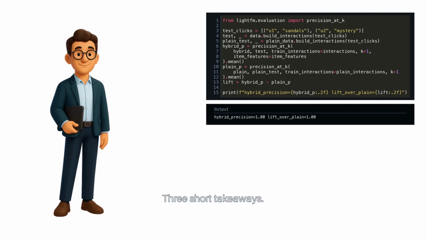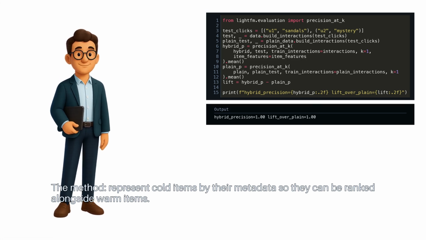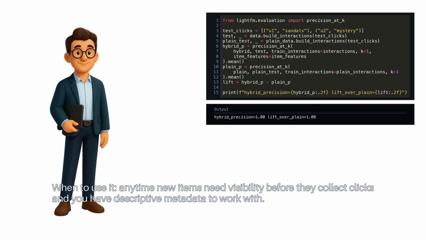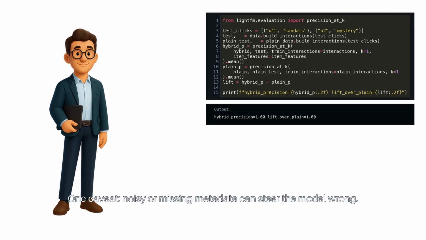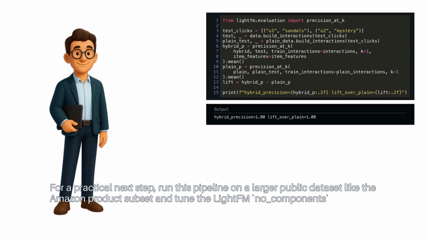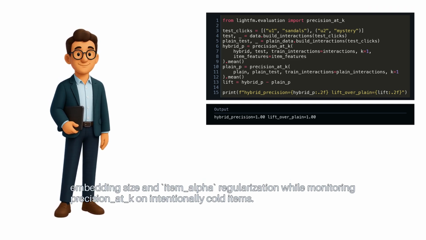Three short takeaways. The method: represent cold items by their metadata so they can be ranked alongside warm items. When to use it: anytime new items need visibility before they collect clicks and you have descriptive metadata to work with. One caveat: noisy or missing metadata can steer the model wrong. For a practical next step, run this pipeline on a larger public dataset like the Amazon product subset, and tune the LightFM no_components embedding size and item_alpha regularization while monitoring precision at K on intentionally cold items.